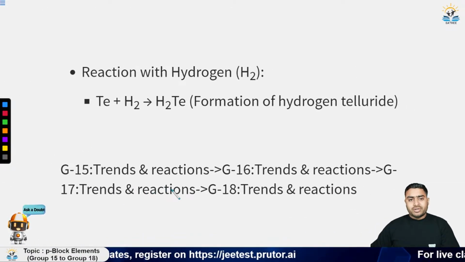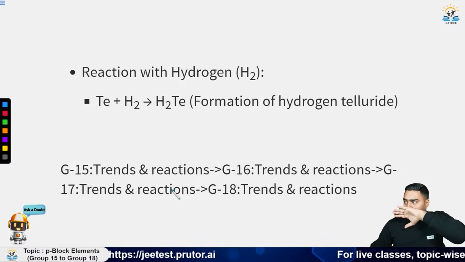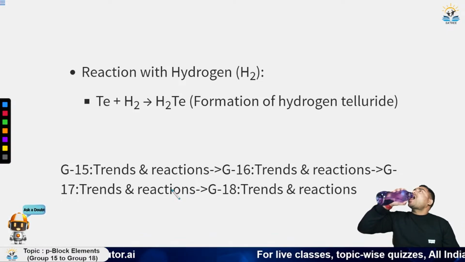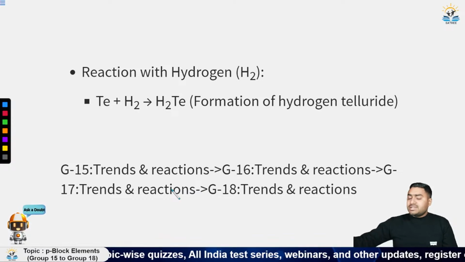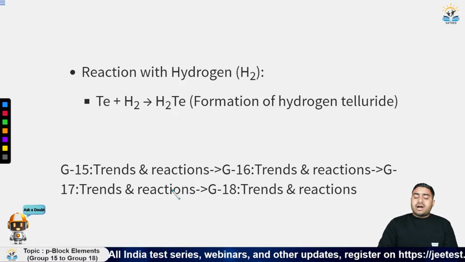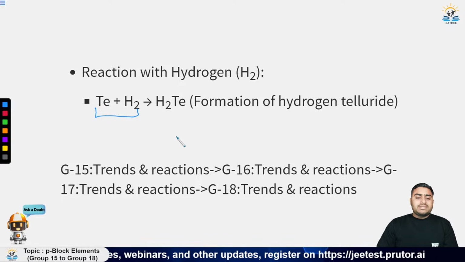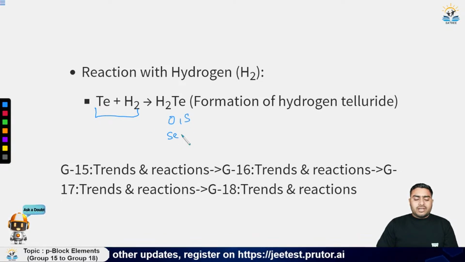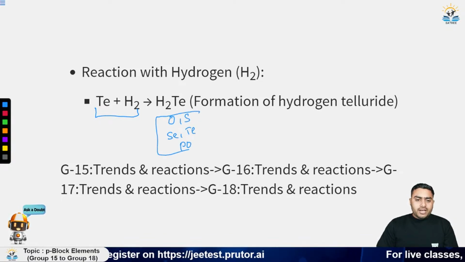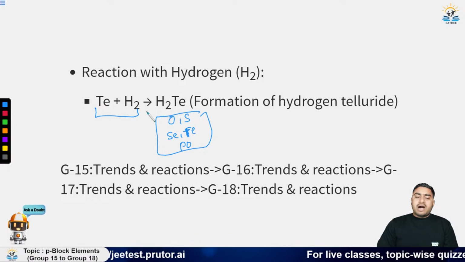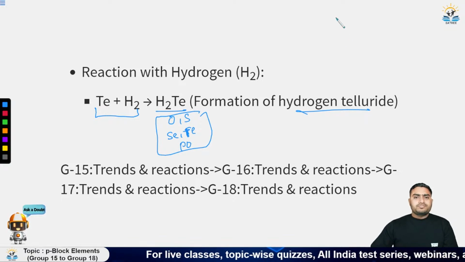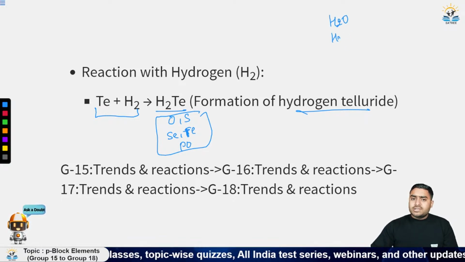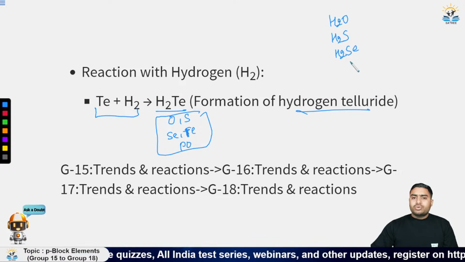Similarly, reaction with hydrogen. So in reaction with hydrogen you can see when tellurium, which is an oxygen family element, is treated with hydrogen. So Te plus H2, oxygen, sulfur, selenium, tellurium, polonium. When tellurium is treated with hydrogen, it can form H2Te, which is hydrogen telluride. Very simple. Like H2O, like H2S, like H2Se, like H2Te.